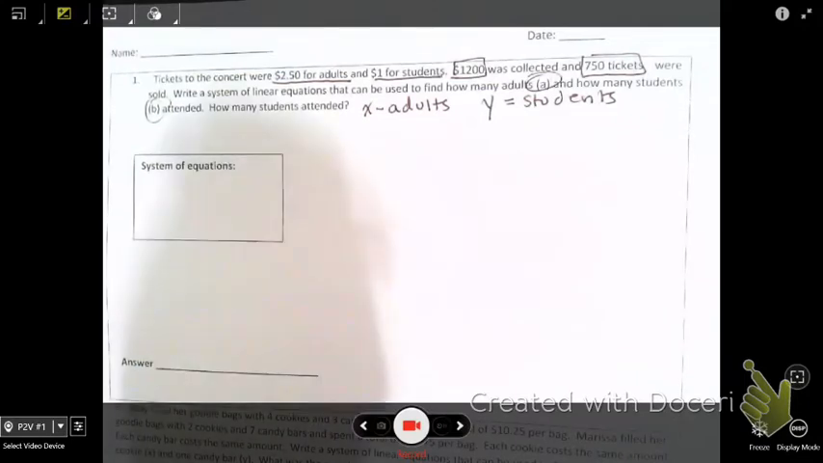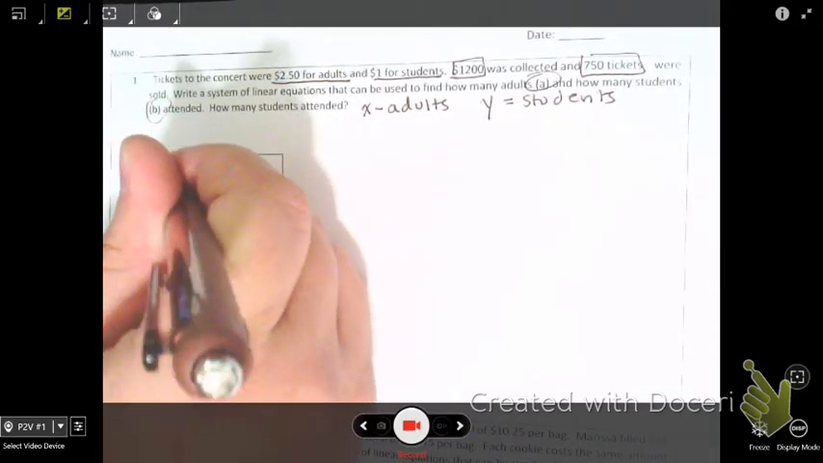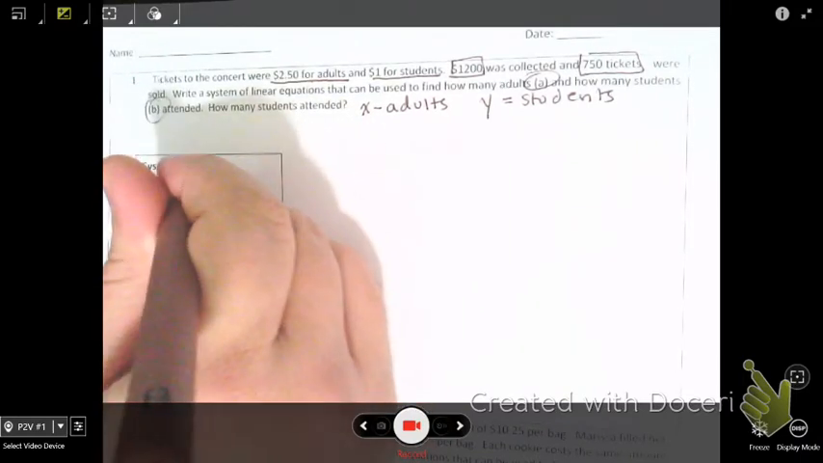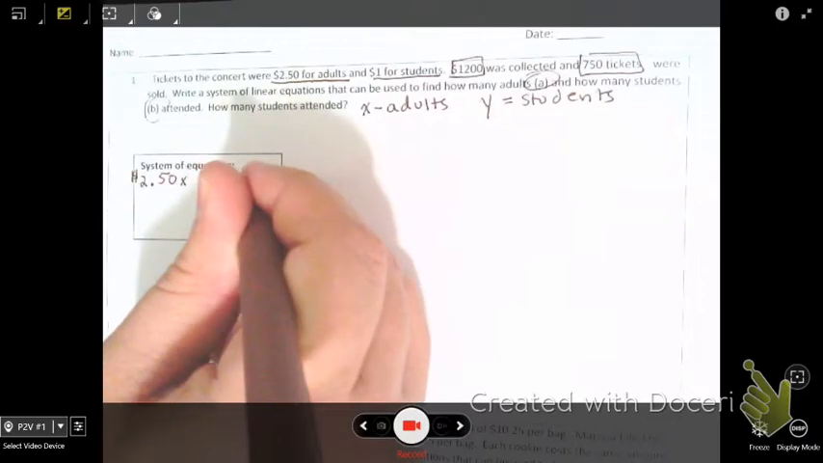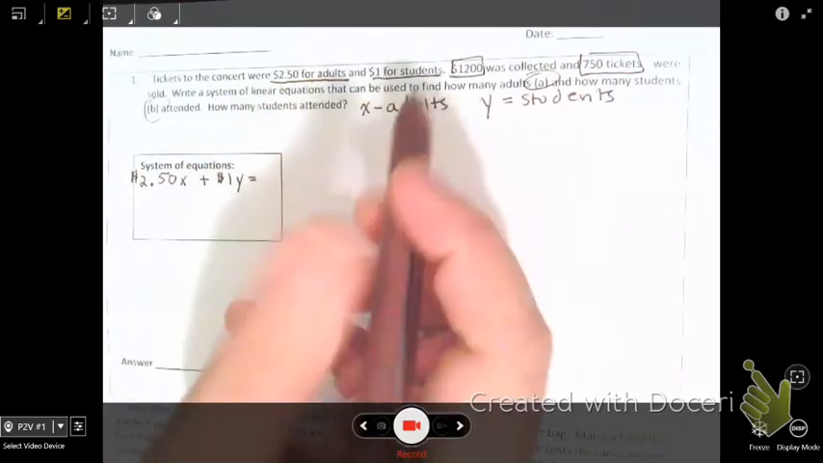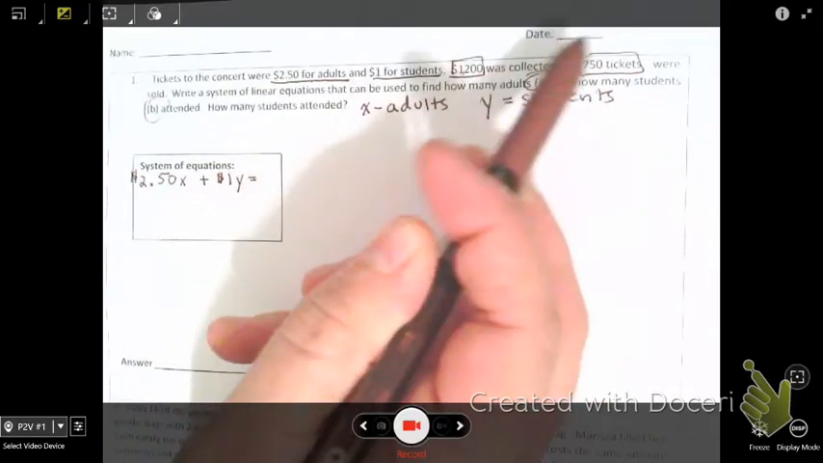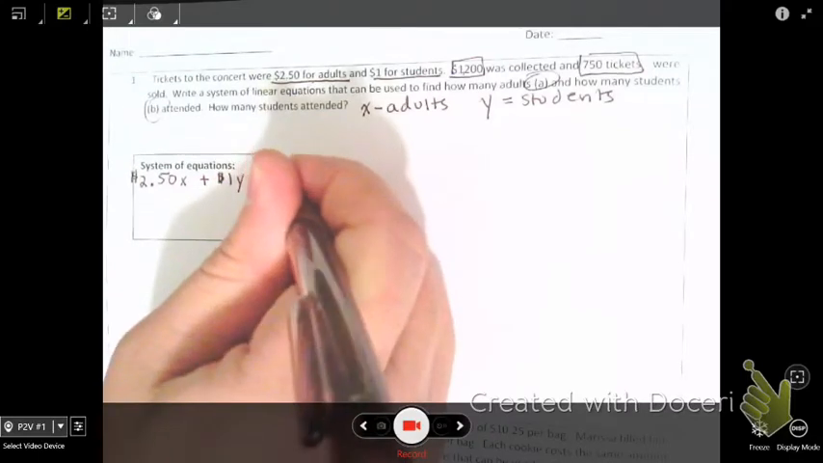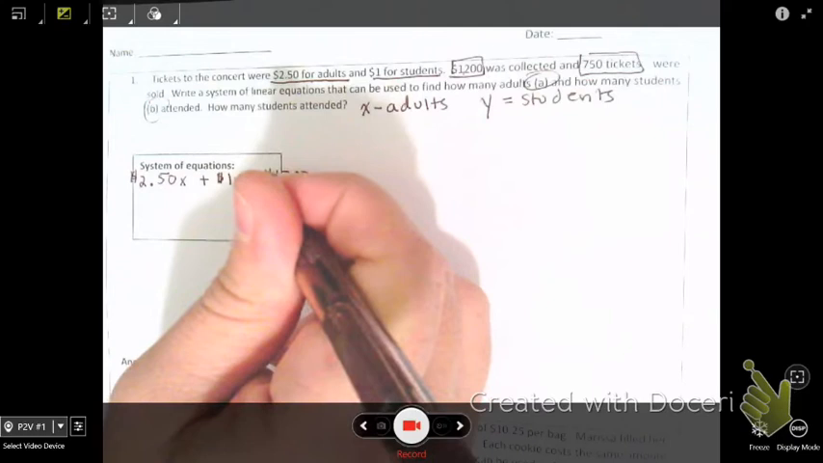My first equation is going to be $2.50, and I'm going to do this in money so you guys can see this. That's for adults. So 250x plus $1y for students is equal to, what do you think, $1,200 or $750? $1,200 or 750 tickets? If you said $1,200, then that is correct. Dollars go with dollars.